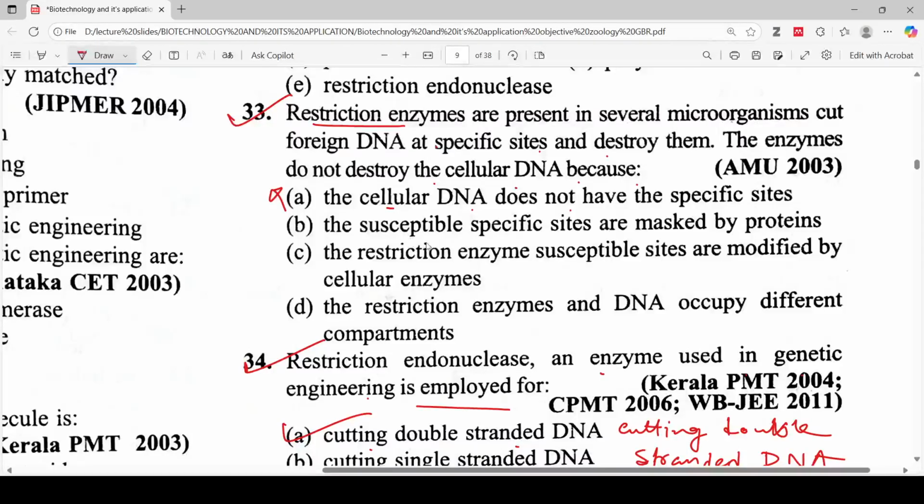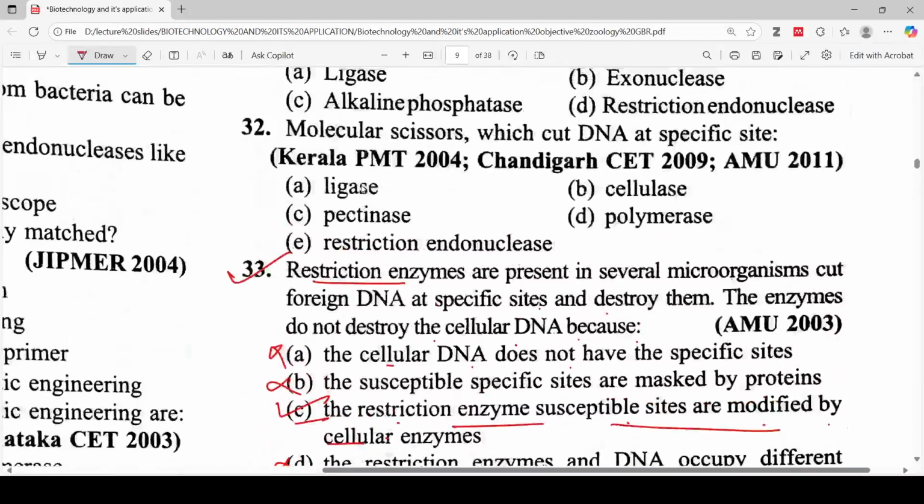The susceptible specific sites are masked by protein. This also is not correct. A restriction enzyme's susceptible sites are modified by cellular enzymes. So this option is the correct option for this answer. The restriction enzymes and DNA occupy different compartments, so this option is not correct. Let's move to the next question.